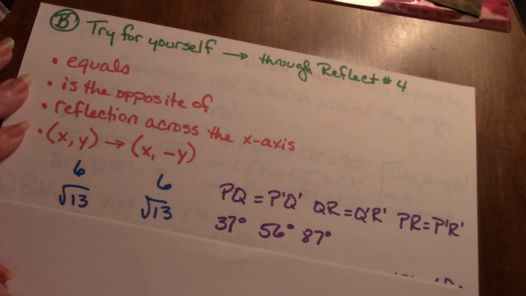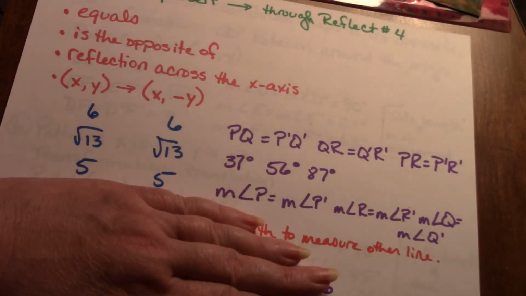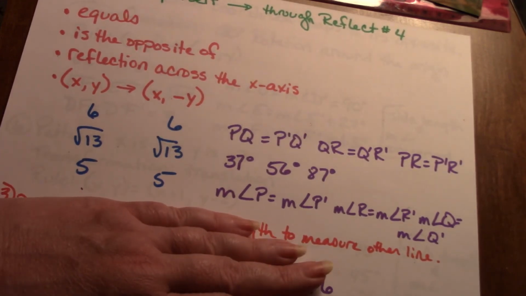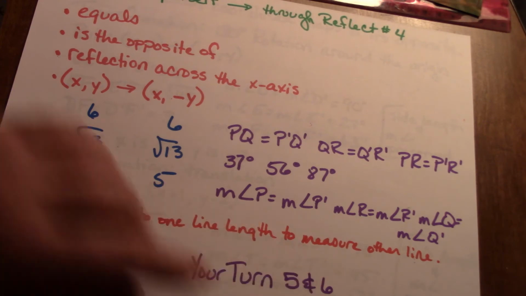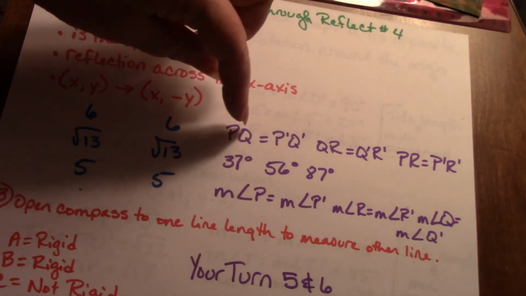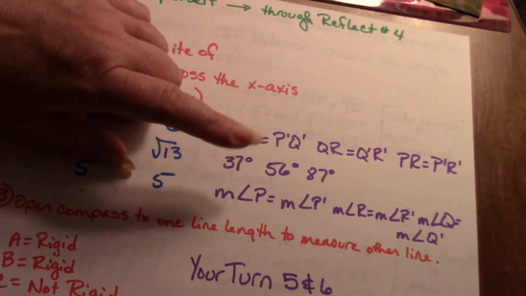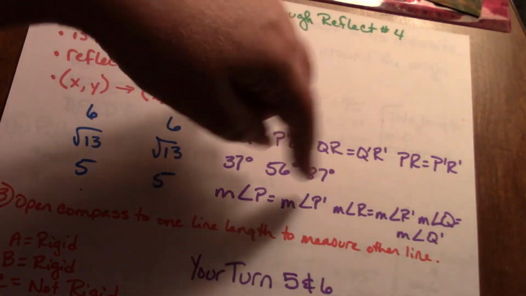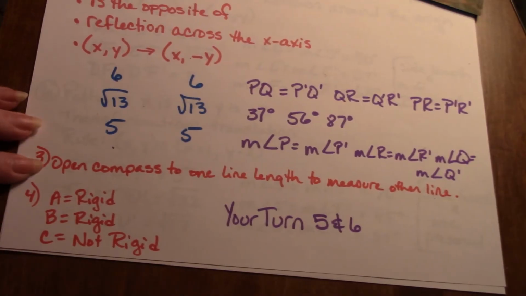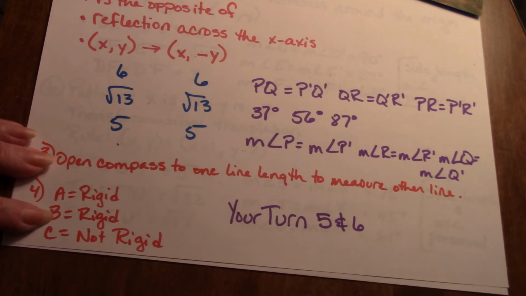And when we put it in, and when we add all of the numbers into the distance formula and we measure all the angles, we get all of our numbers here. So we see that they're the same length, and we see that all 3 sets of angles are equal to each other. Reflection number 3, you're going to open your compass to one line length to measure for the other line length. And number 4, the first A is rigid, B is rigid, C is not rigid.